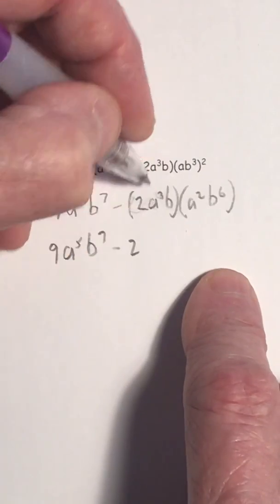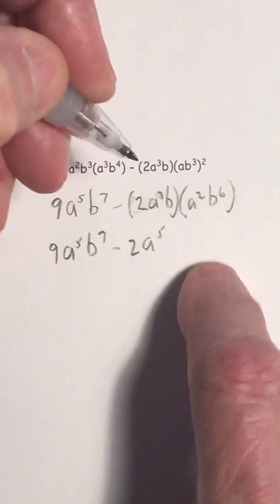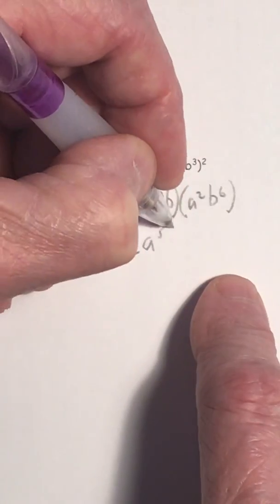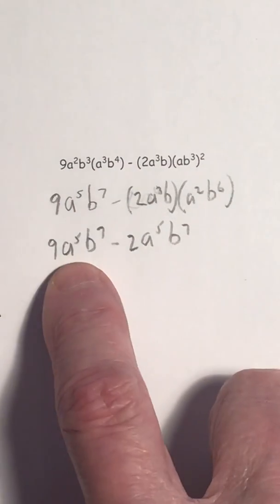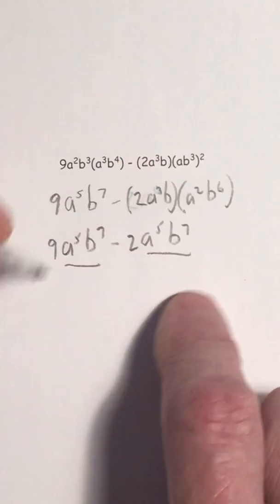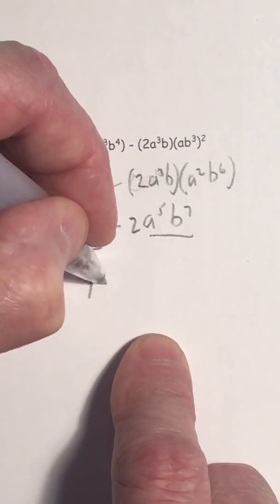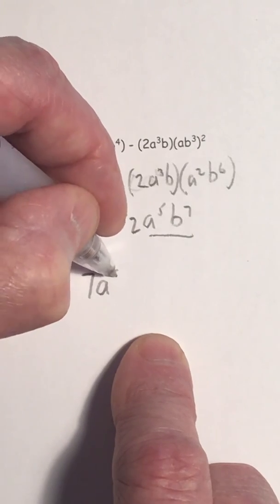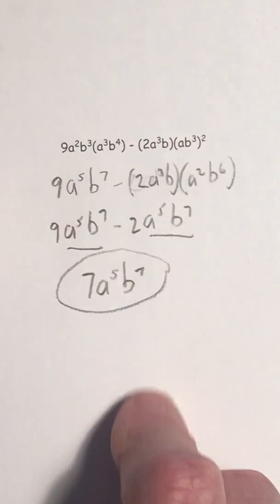Okay, so now in the next line, it's 2. A to the 3 plus 2 is a to the 5th. And b to the 1st times b to the 6th, b to the 7th. Do we have like terms? A5, B7, A5, B7. We do have like terms. 9 take away 2 is 7. Final answer is 7, a to the 5th, b to the 7th.